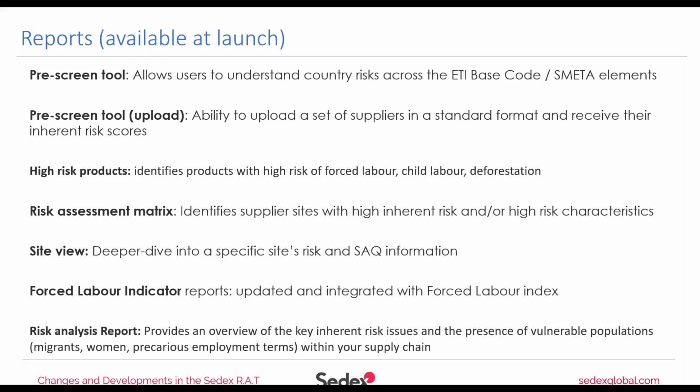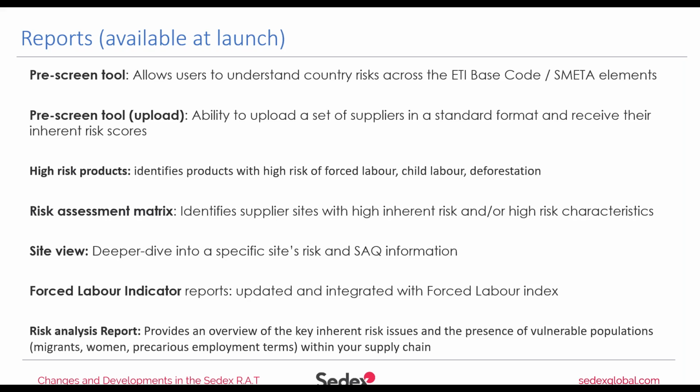The first 3 that you can see there on the screen are those reports, including the pre-screening tool, which was just asked about, which are not connected to specific sites that you might be linked to on the SEDEX platform, but instead will just draw on that inherent risk information about countries, sectors, and in some cases individual products to identify what the inherent risks are of particular countries or products, and that will be separated from any information that might be collected from your supply chain on SEDEX.